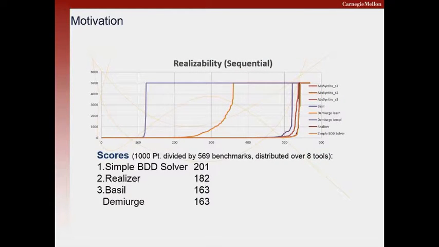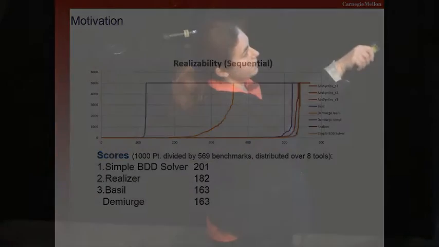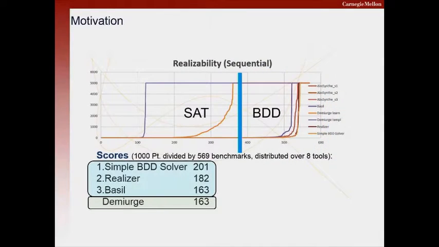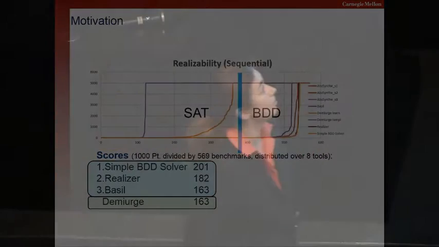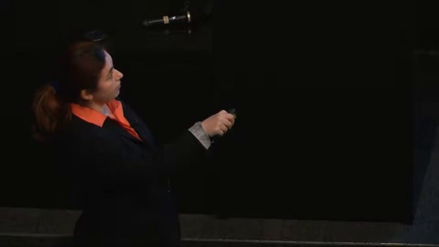As far right is better, it means you can solve more problems. There were a number of solvers submitted, and each of them is either a BDD-based solver or a SAT-based solver. Here I put a line to show how the performance of SAT-based solvers compares to the performance of BDD-based solvers. So you can see that this is the best SAT-based solver for reachability games.